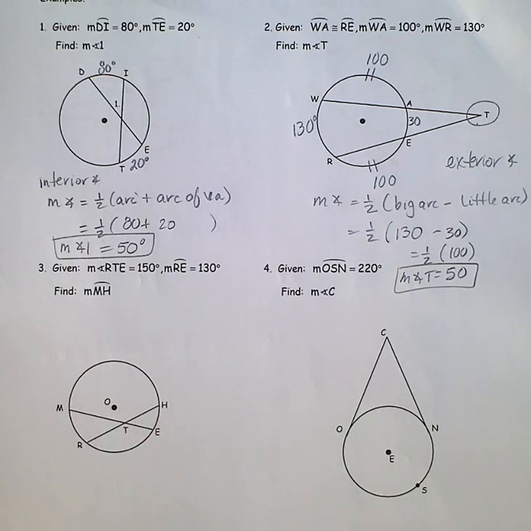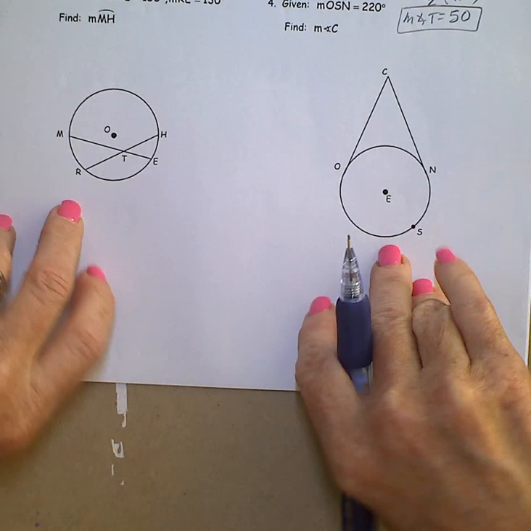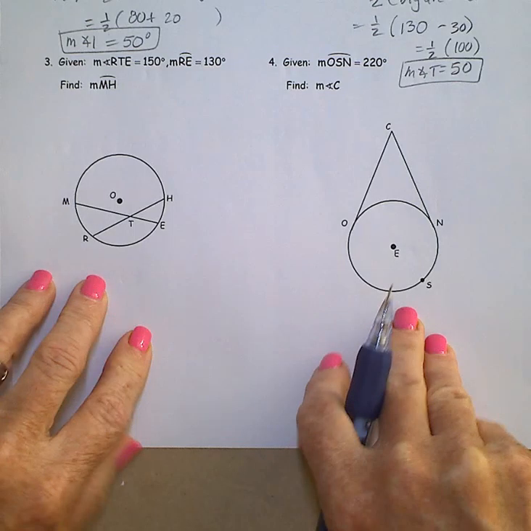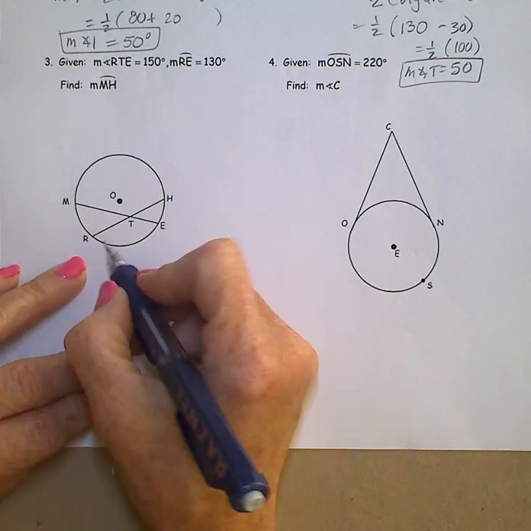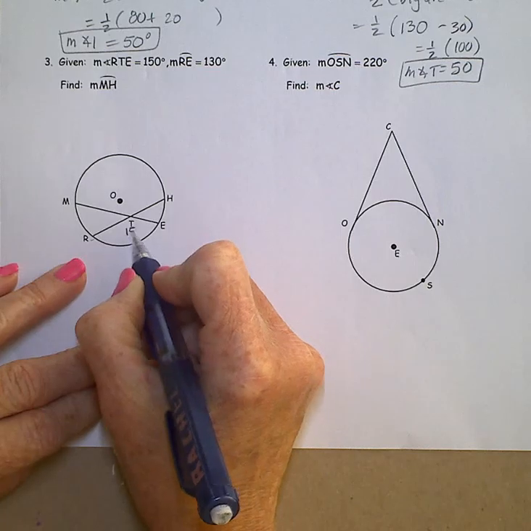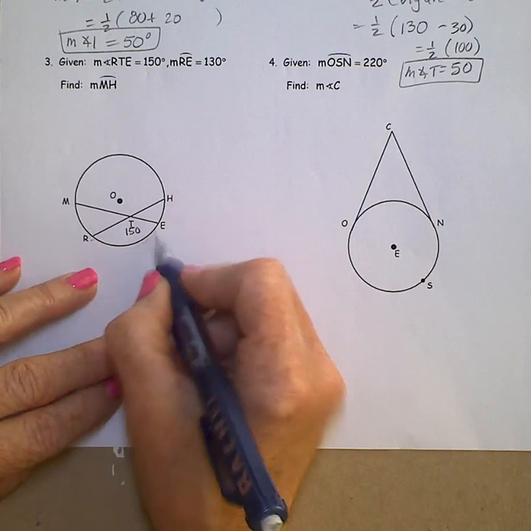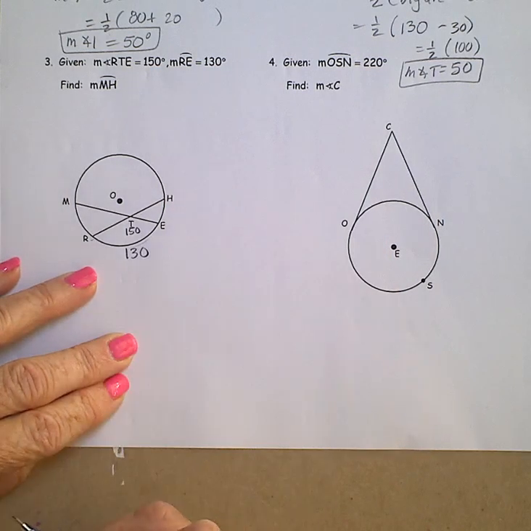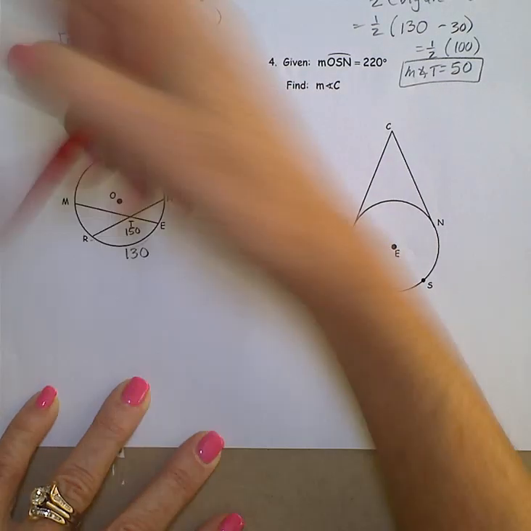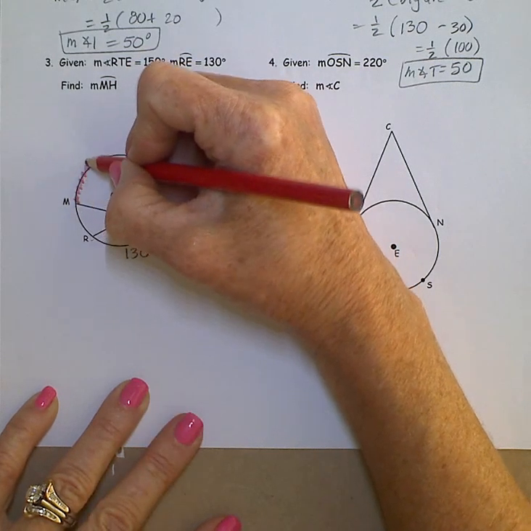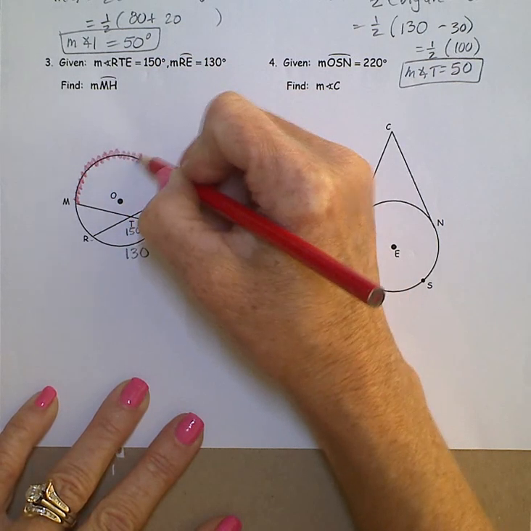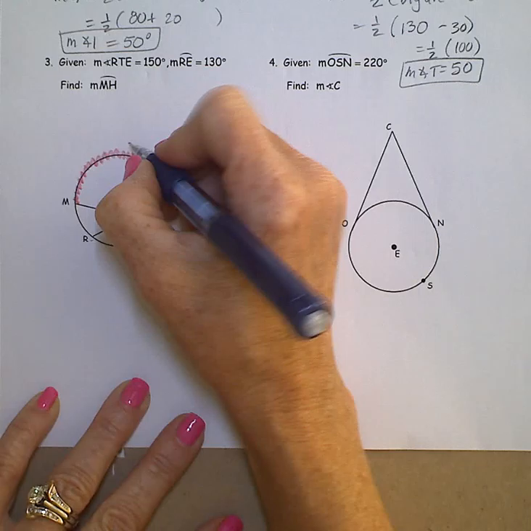Okie doke. Look at this next one. Number 3 here. The measure of angle RTE is 150 degrees. The measure of arc RE is 130. I want you to find the measure of arc MH. This is what I want you to find. I need a variable here. Let's call that X.